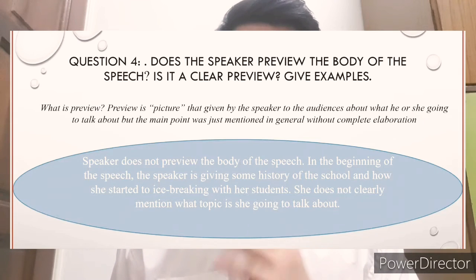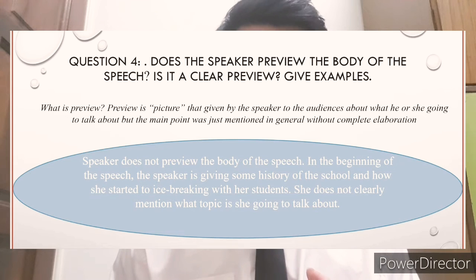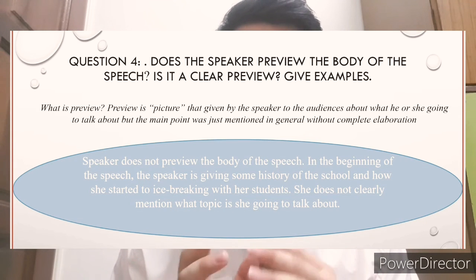Question number 4. Does the speaker preview the body of the speech? Is it a clear preview? And give examples. A preview is the picture given by the speaker to the audience about what he or she is going to talk about. However, the main point is just in general without complete elaboration.